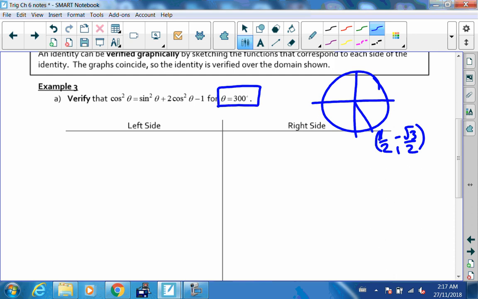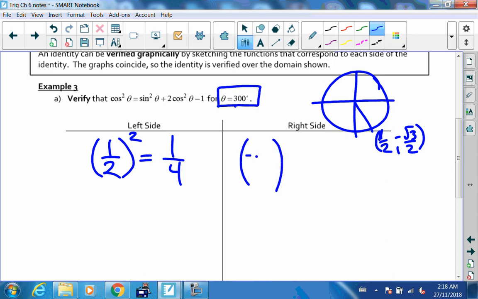So cosine squared of 300. Well, cosine of 300 is just 1/2. And then the whole thing is squared, becomes 1/4. Again, hopefully people are comfortable with that. The sine is the y, the cos is the x, the tan is the slope. All right, so I got a quarter. Now what I'm going to do is the right side of the equation. First off, my sine squared. Well, sine is my y, so it's going to be negative root 3 over 2, all squared, plus 2 times cosine squared. Cosine squared of 300 is going to be that 1/2.